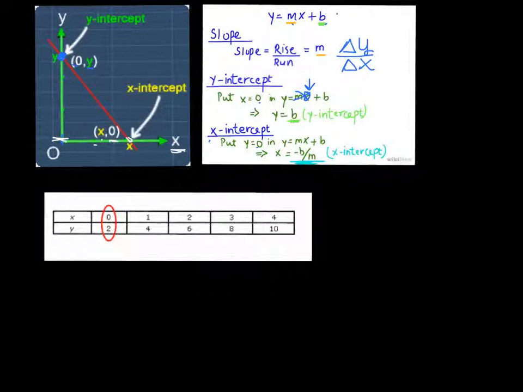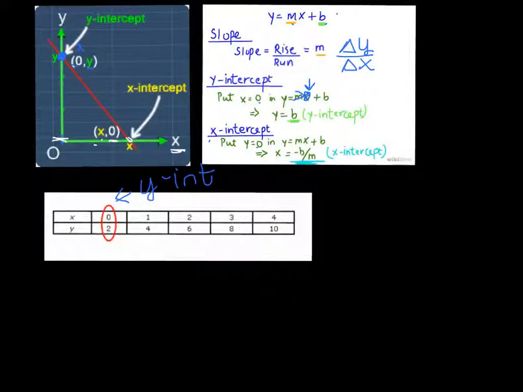Here's how we can figure out the y-intercept from a table. If you look at the little picture right here, remember the y-intercept is when x is 0. So in the table, we look at when x is 0, and sure enough, that red circle has the y-intercept (0, 2). So that's the y-intercept.